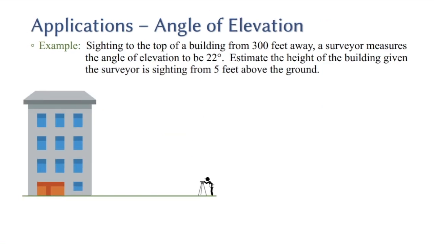Now for our last example here, we're looking at the same sort of scenario with a surveyor, except this time we're going to be estimating the height of a building. Now what makes this kind of a next level problem is that we're given that the surveyor is taking a sight line from 5 feet off the ground. So it's important to realize when we make this triangle that the surveyor's line of sight is actually not along the ground, so we'll have to add that in later.